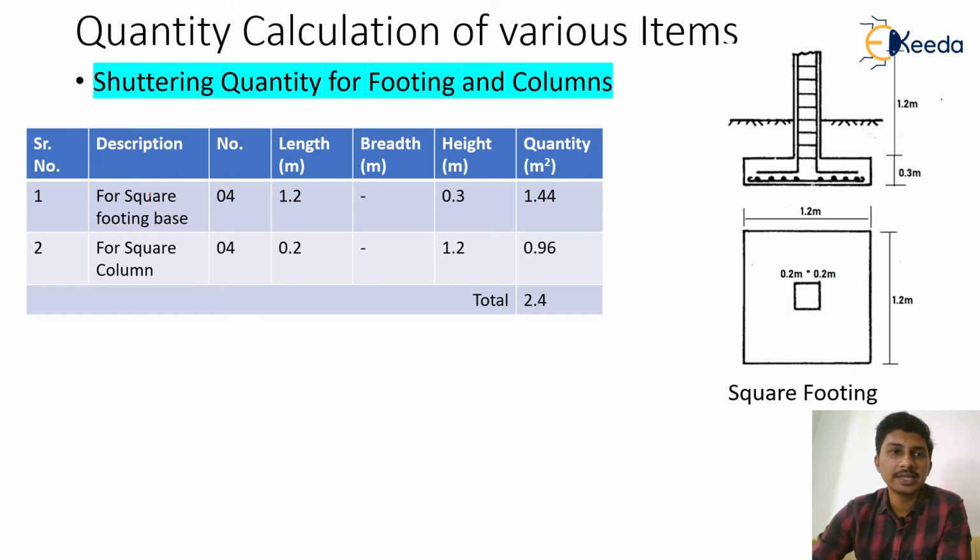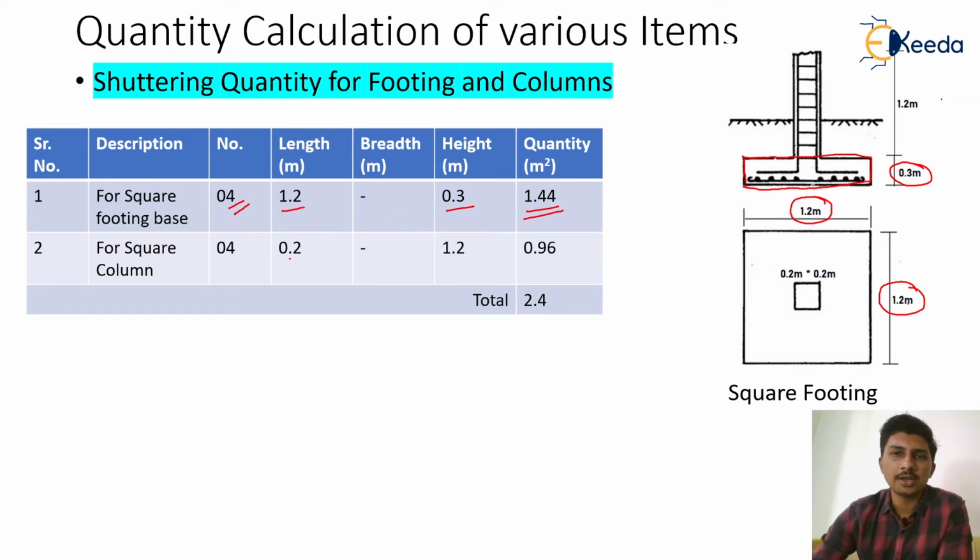So for the square footing, we have two components, that is a column and a base. Let us first calculate the area of the base itself, and how much area of shuttering we are going to need. As you can see in the drawing, the length of the footing is 1.2 meter by 1.2 meter. The face of the base is the same for all four sides, and the size of that one is 1.2 meter by 0.3 meter. 1.2 is the length and 0.3 is the height, and there are four of these sheets I am going to need. So I have multiplied by 4, and the quantity comes to be 1.44 meter square.